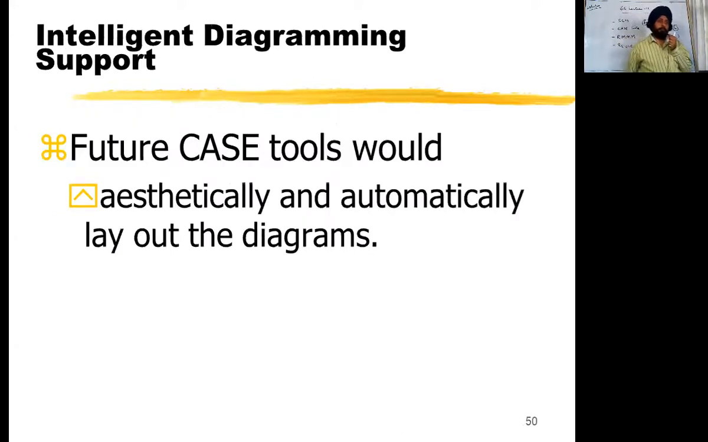Future CASE tools would aesthetically and automatically lay out the diagram. So it can do all these things automatically. That is what is required from future generation CASE tools. So this is about the CASE tools.